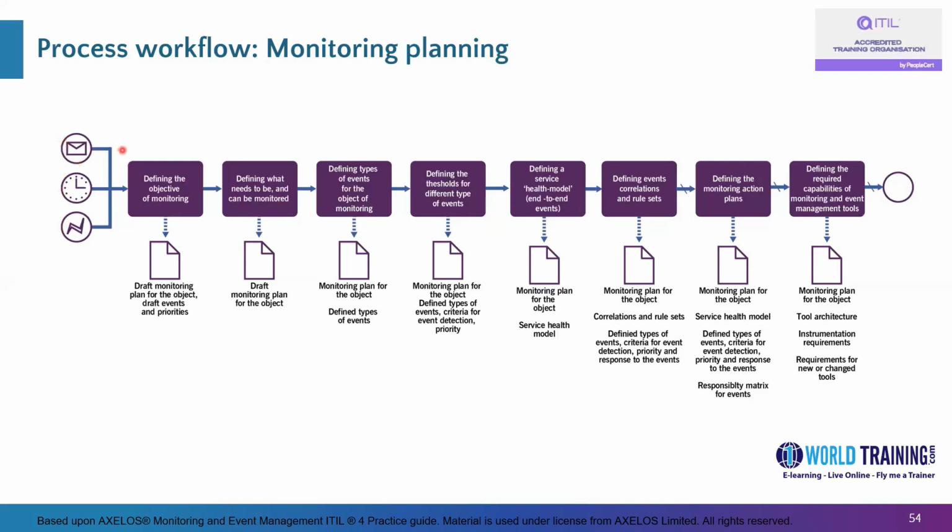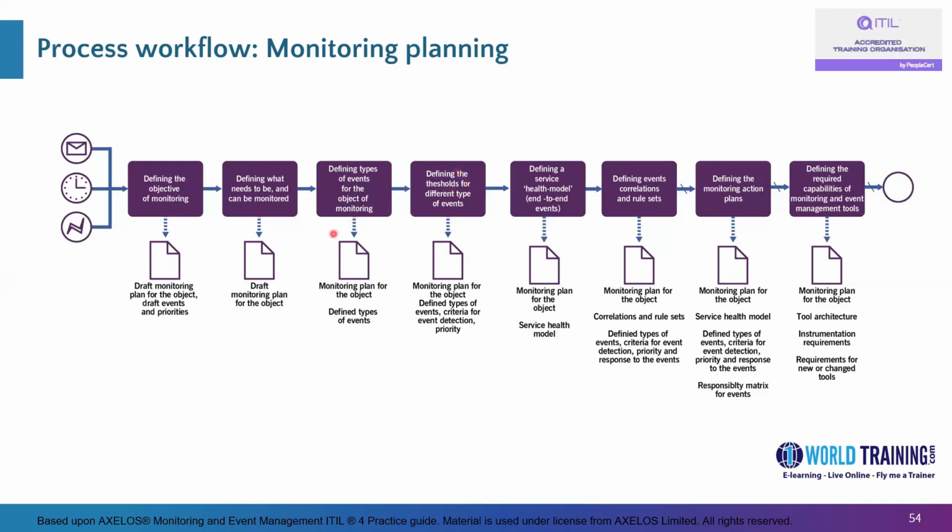So let's understand all these, starting with a quick look. I've already named these activities earlier, but taking a quick look here, when defining the objective, we can see the output: the draft monitoring plan gets started, along with priorities and events as well. Then what needs to be and can be monitored, and that draft monitoring plan gets updated with this information. The same happens to the draft monitoring plan as we move from one activity to another, from left to right.